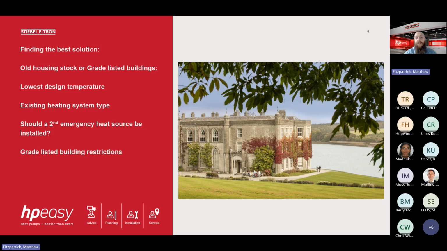Is it cast iron radiators? Well, knowing the property, it probably will be. We don't want that system to interact with our new heating system, so we'll use a plate heat exchanger to separate those two heating fluids, effectively, the heating water. Then we'll look at domestic hot water and find a solution for that.